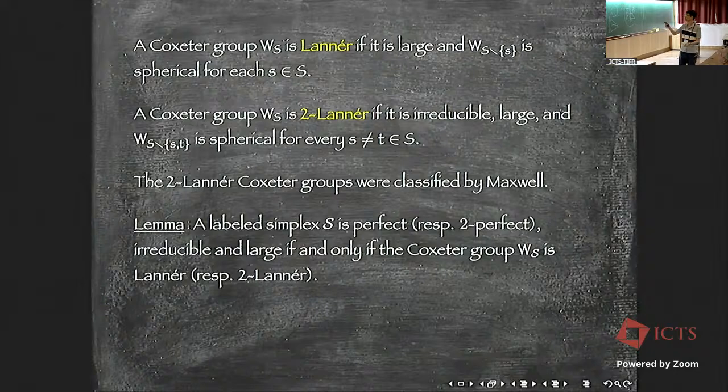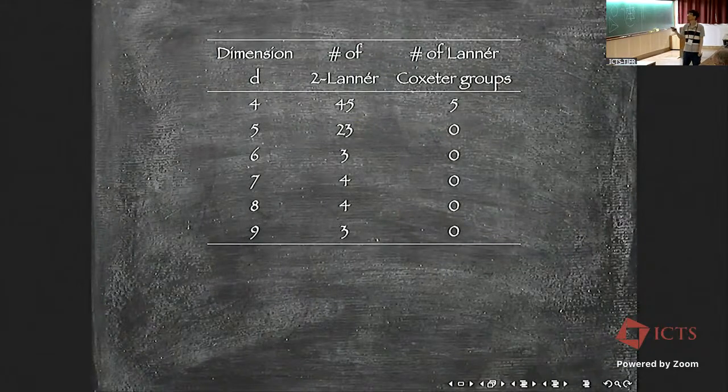Okay, maybe I think 2-Lannér. Then, in fact, for the Lannér or the 2-Lannér Coxeter groups, this classification is already known, and then there is an upper bound for the dimension. Okay. So that's why the dimension has this upper bound.